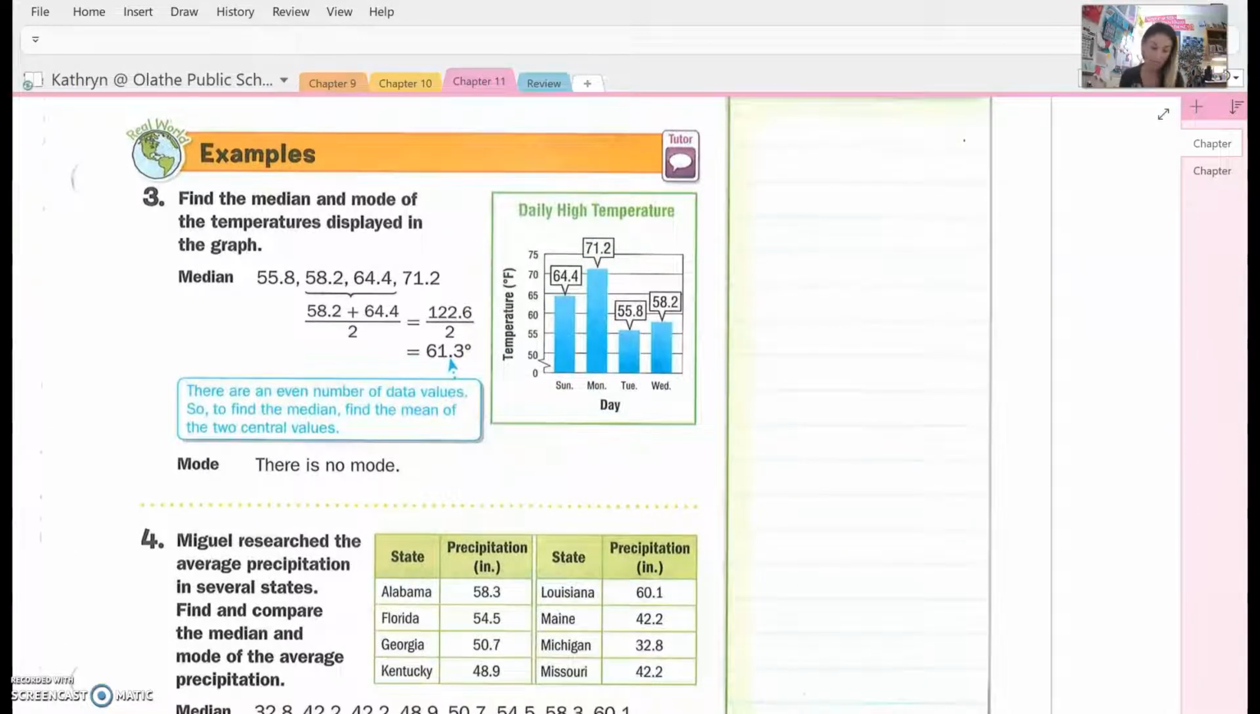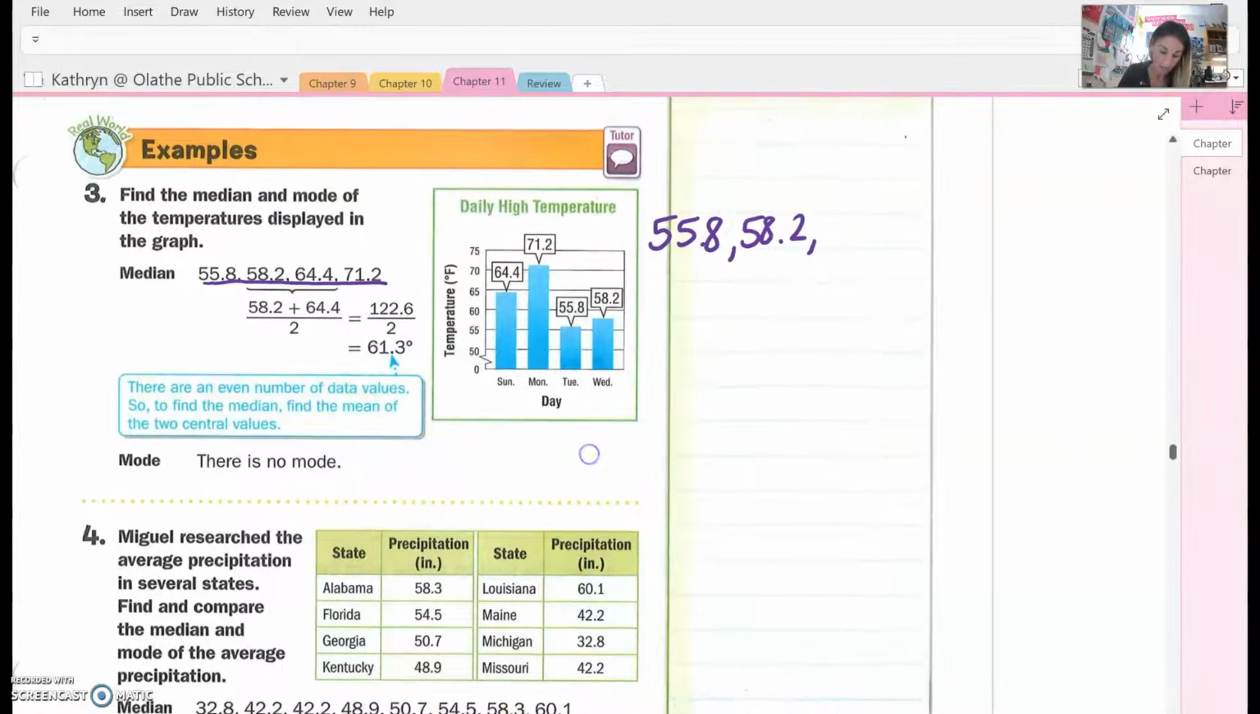Now, take a look. It says find the median, the mode of the temperatures displayed in the graph. So when you look at this, you see that there's four numbers, okay? They are in order right here from least to greatest. So they have 55.8, then they have 58.2, then they have 64.4, and then they have 71.2.